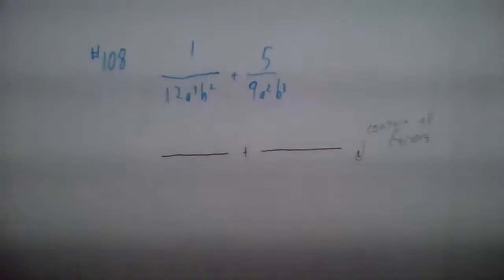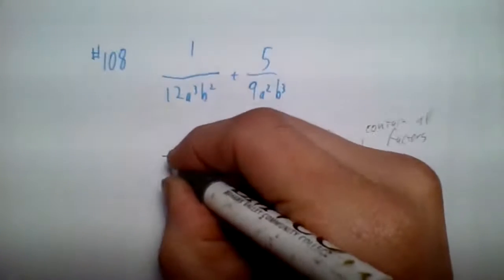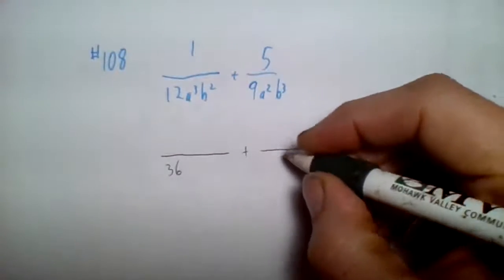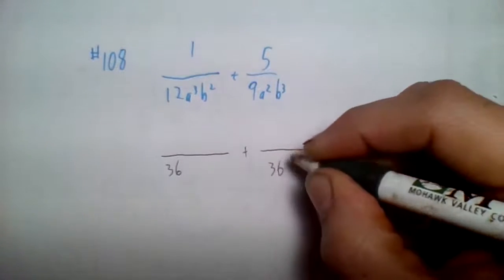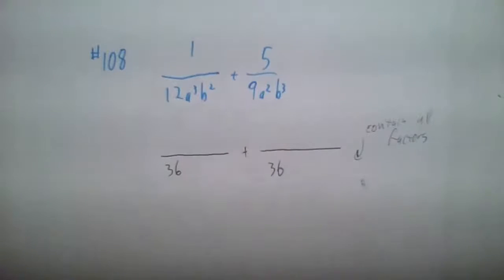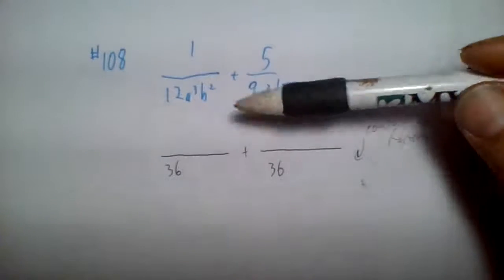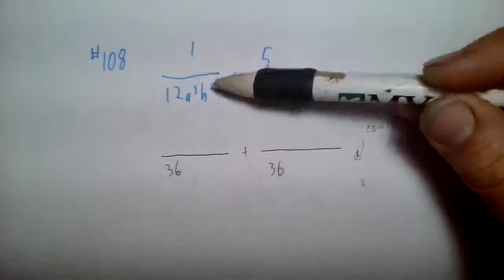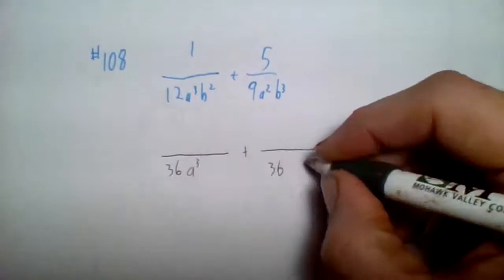The smallest number that works would be 36. The 36 contains both of those. I can turn 12 into 36 by multiplying. I can turn 9 into 36 by multiplying. So I'm going to have to think about what to multiply by, but I want to get it written down first. It's got to contain a cubed and a squared, and if I've got 3 of them, that's enough for both of those. So I'm going with a cubed.